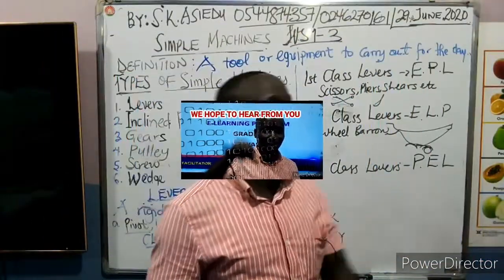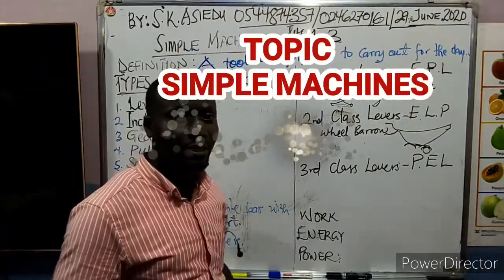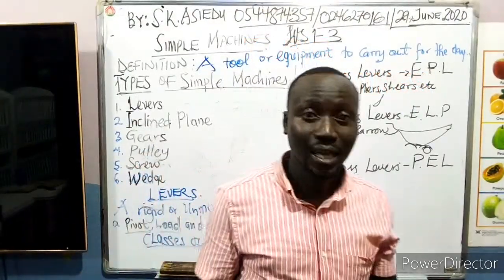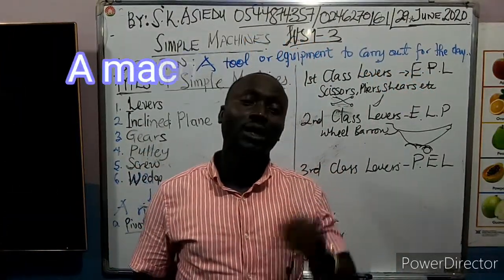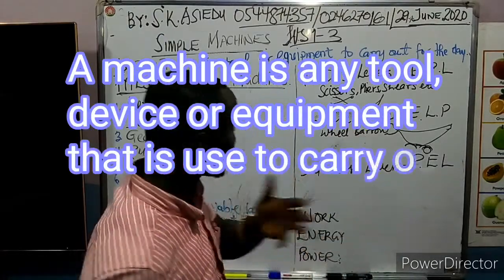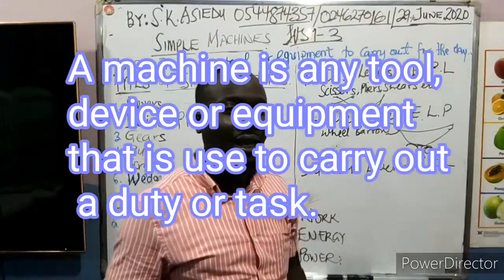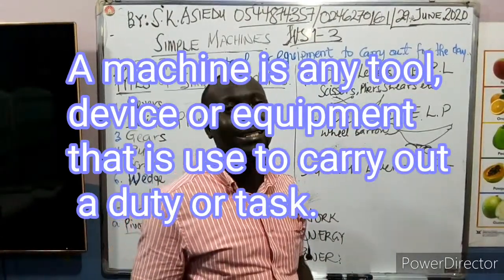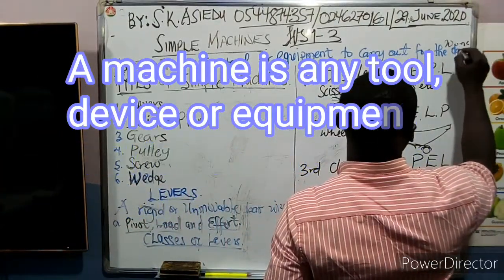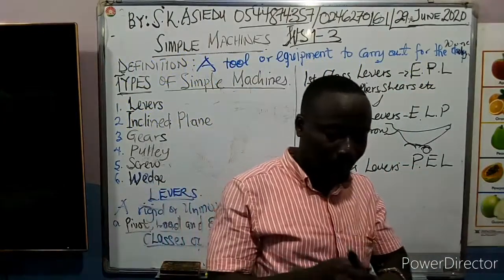Our topic for today, for the science lesson, is simple machines. We'll ask ourselves, what is a machine? A machine is any tool or device or equipment that is used to carry out a duty or a task. Any duty or task can be carried out using a simple machine.